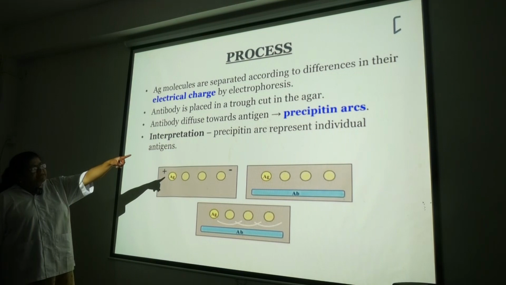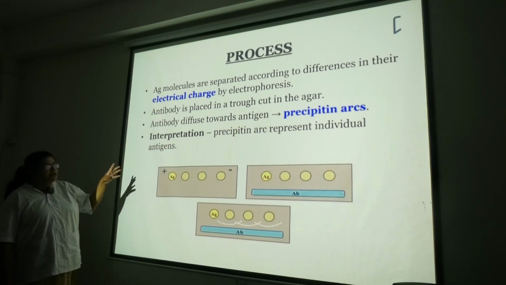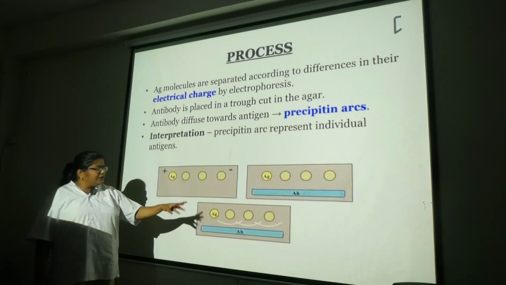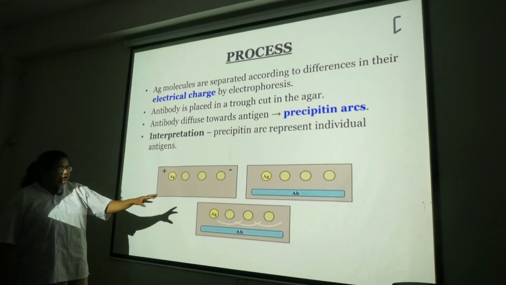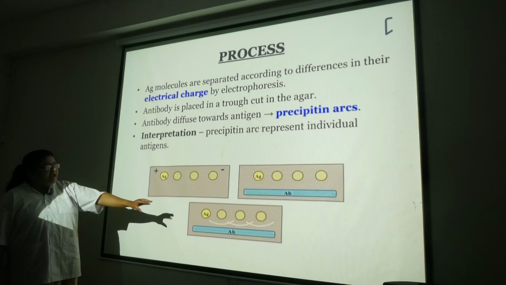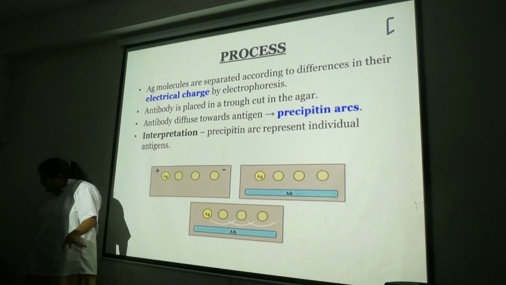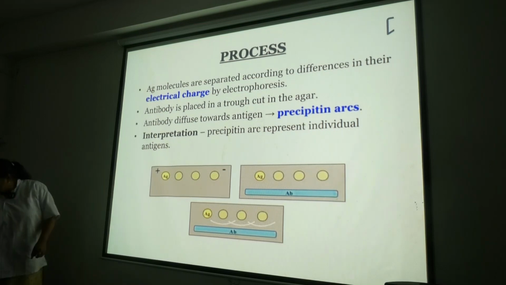And interpretation: precipitin arc represents the individual antigen. Because antigen antibody reaction is very specific, antibody will bind only to its own antigen, and this will form a precipitin arc, and this is identified, and it is used in immunoelectrophoresis.